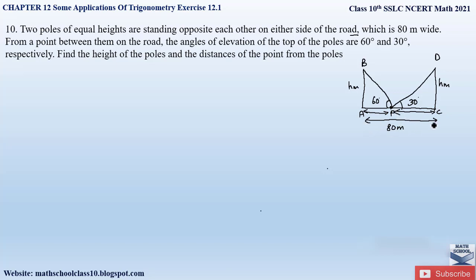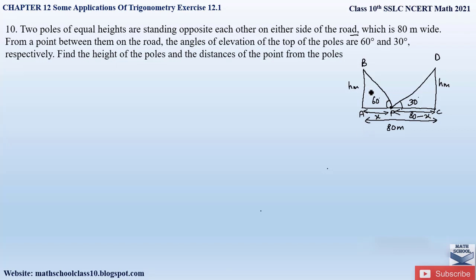Now since the total width of the road, 80 meter, is given, let us assume the distance from point A to point P to be X. Since they have not given us these distances, we are assuming them to find them out. So what will be the distance from point P to point C? This will be 80 minus X, because the total distance is 80 and we are assuming the distance from A to P as X. So the distance PC will be the left out distance, that is 80 minus X.